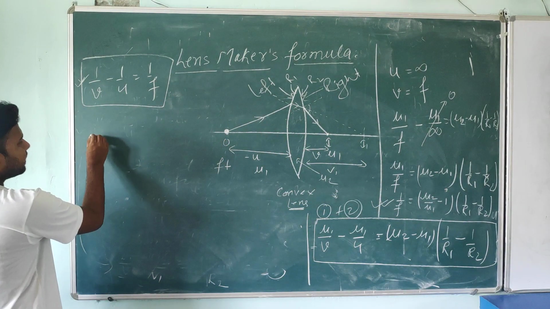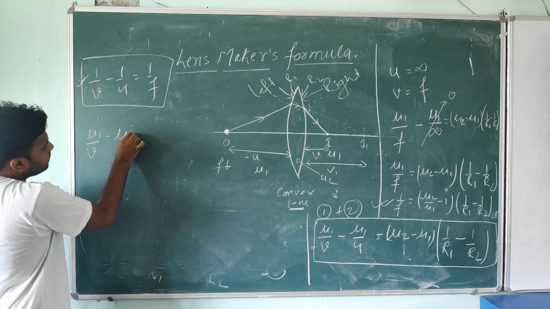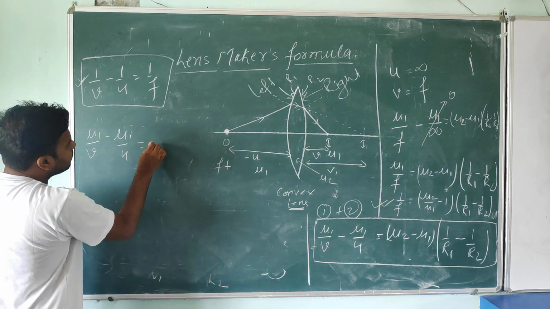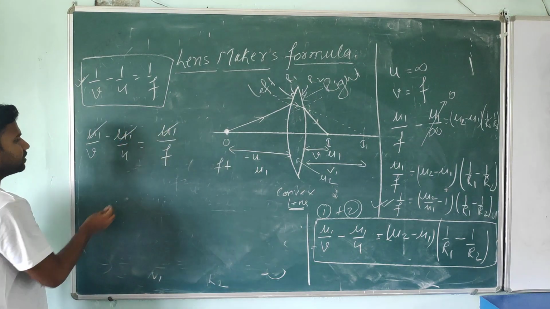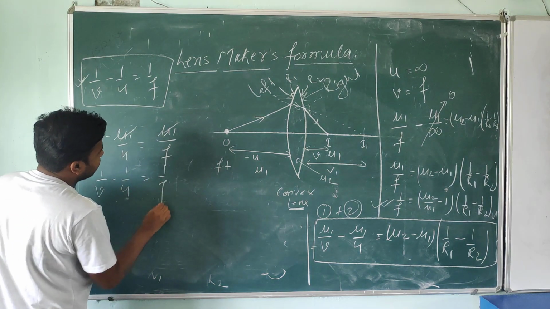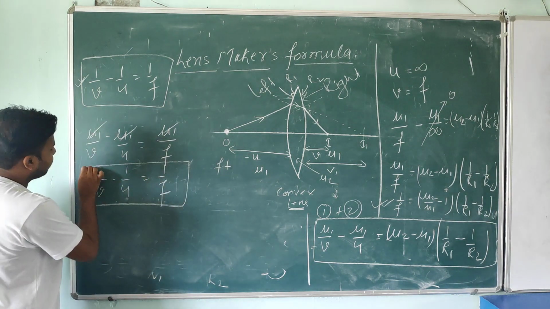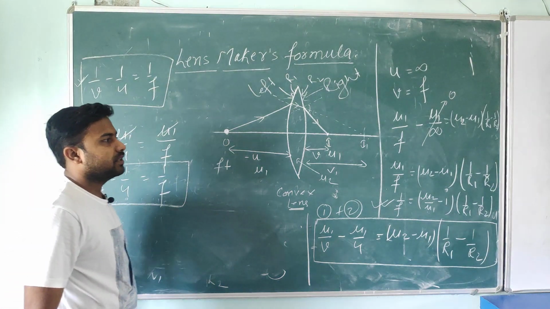So what we can write here is mu1 by v minus mu1 by u equal to mu1 by f. Now mu1 cancels out, and what you will get is 1 by v minus 1 by u equal to 1 by f. This is the proof of your lens formula. We already studied this in 10th class.